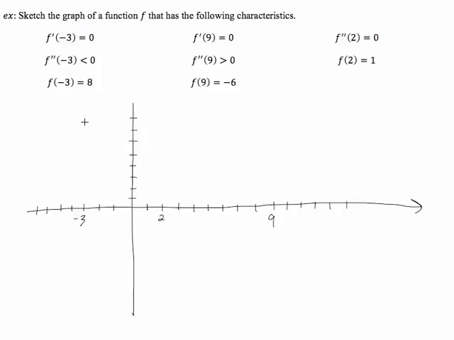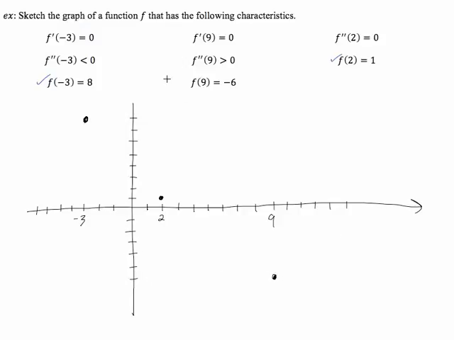So that's that point right there. Okay, so I have done that. We want f of 2 to equal 1, so that's about right there. Okay, I've done that. And we want f of 9 to equal negative 6. So that's roughly right in there.